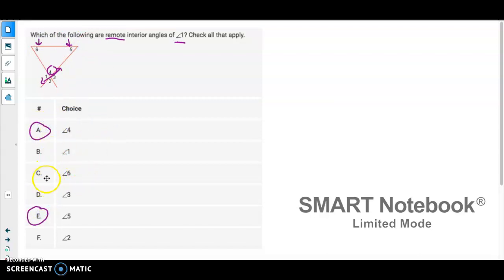Sorry, 6 and 5. Okay? Because these two are not creating that angle, that it's not attached to the exterior.